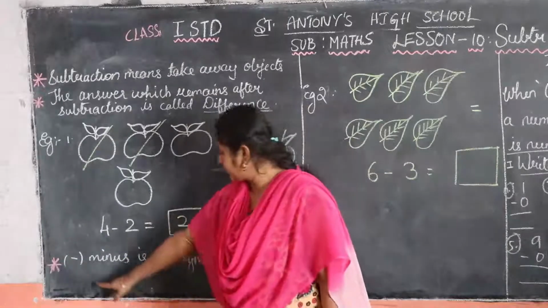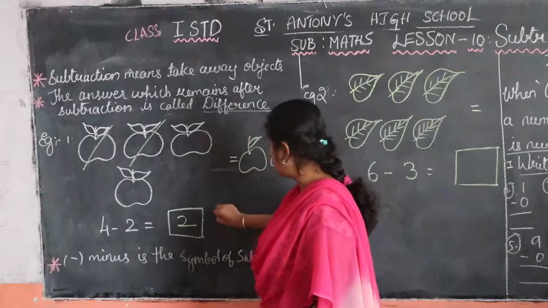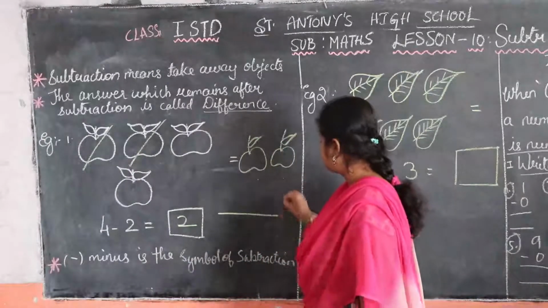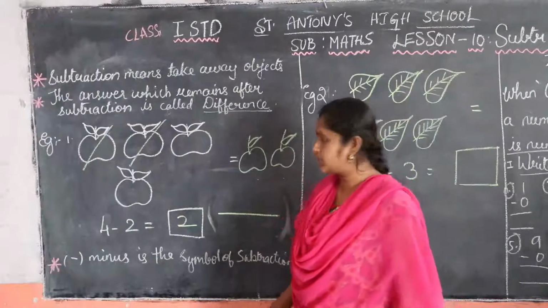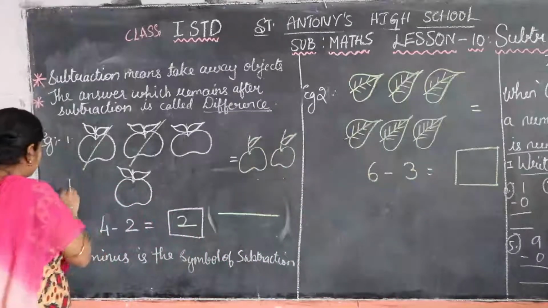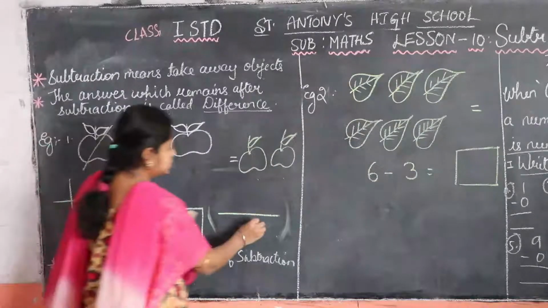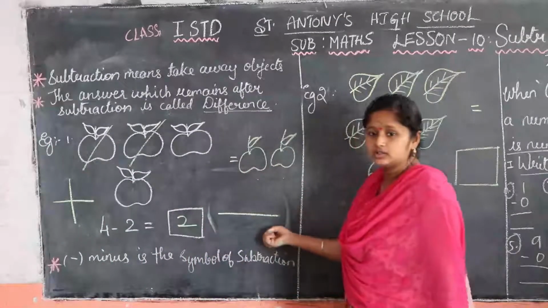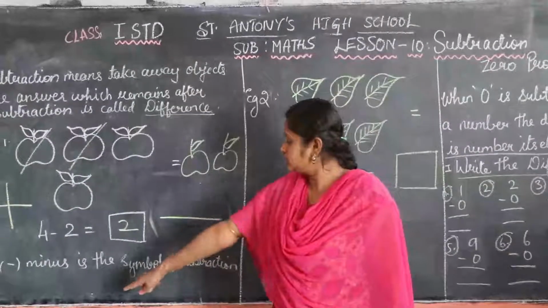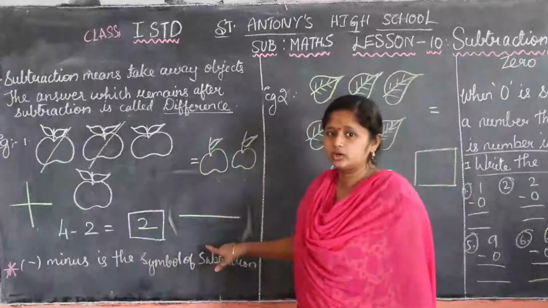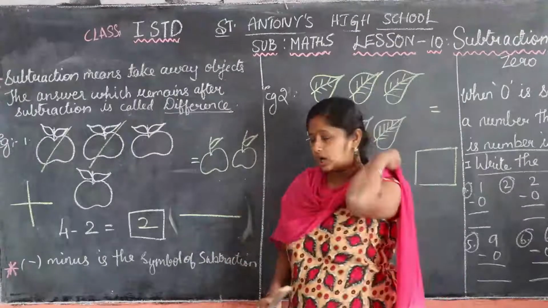Now next, minus is the symbol of subtraction. So what is the symbol of subtraction, children? Minus. This is the minus sign. We have learned the plus sign, no? Our plus sign looks like this. And this symbol is subtraction. What do we call this symbol? Minus symbol. Okay, children. Next, another example.